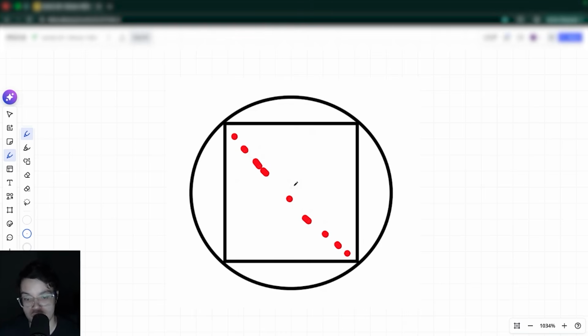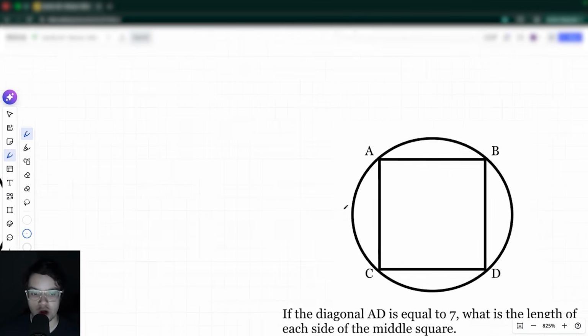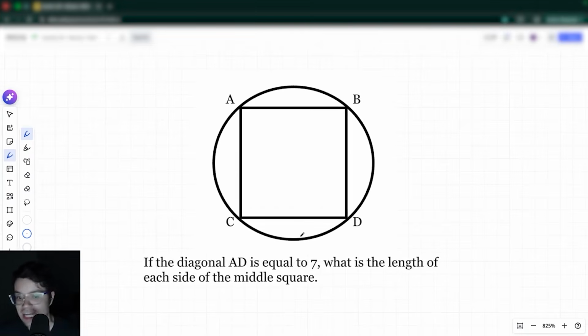And one thing you may also know is that this splits this square into two 45, 45, 90 triangles because they both have these same sides over here. So that is basically the definition of a 45, 45, 90 triangle. So if we have something like this, the diagonal of AD is 7 here. It says, what is the length of each side of the middle square?